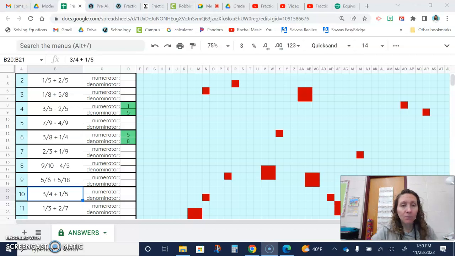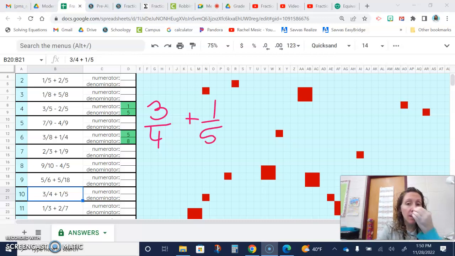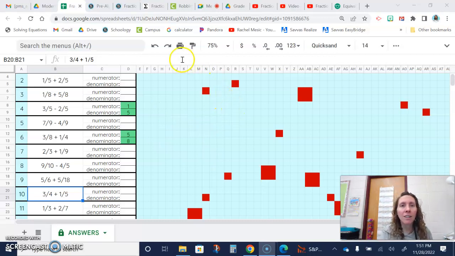Okay, so we have 3/4 and 1/5. To get the same denominator, I'm going to multiply them by the opposite denominator. All right, so I'm going to bring this 4 over here, and I'm going to times 1/5. Oops. Got some silly menu pop-up.